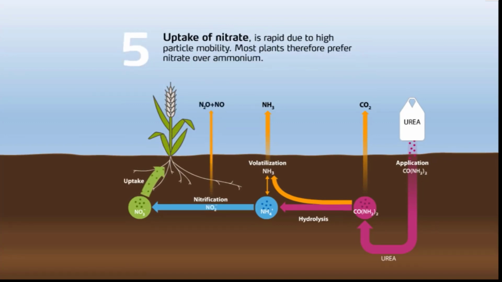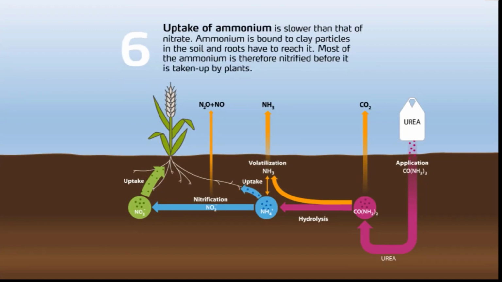Uptake of nitrate is rapid due to high particle mobility. Most plants therefore prefer nitrate over ammonium. Uptake of ammonium is slower than that of nitrate. Ammonium is bound to clay particles in the soil and roots have to reach it. Most of the ammonium is therefore nitrified before it is taken up by plants.